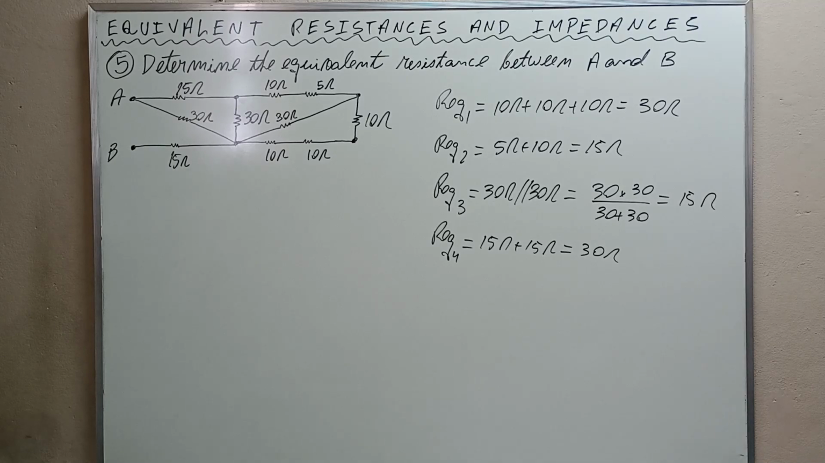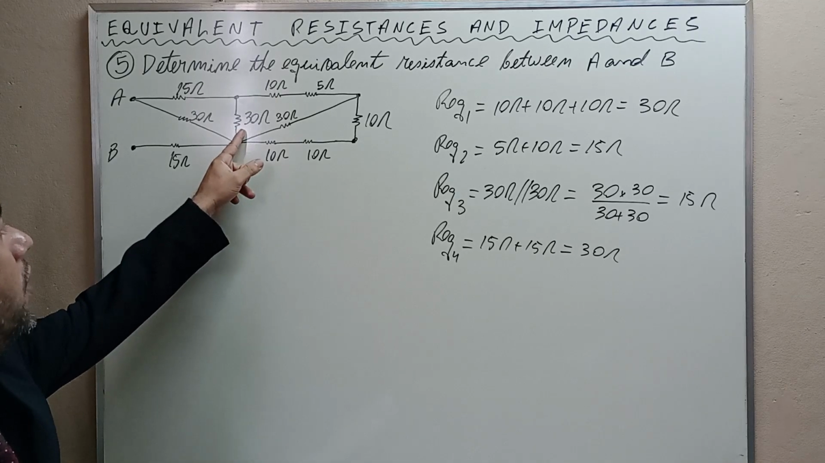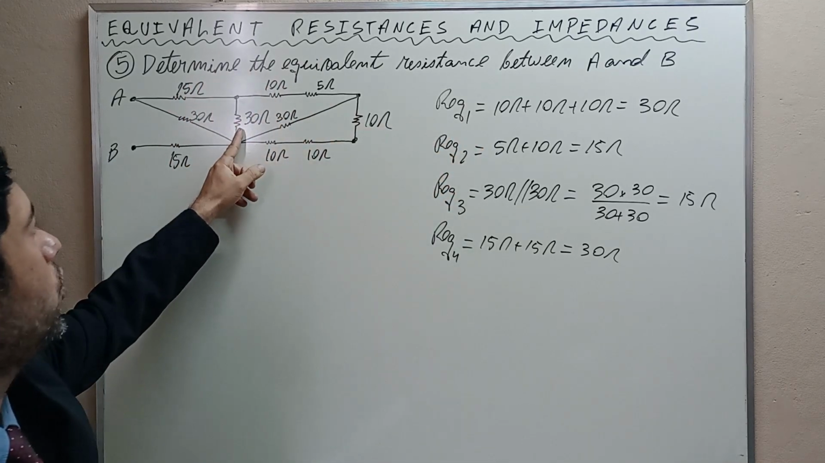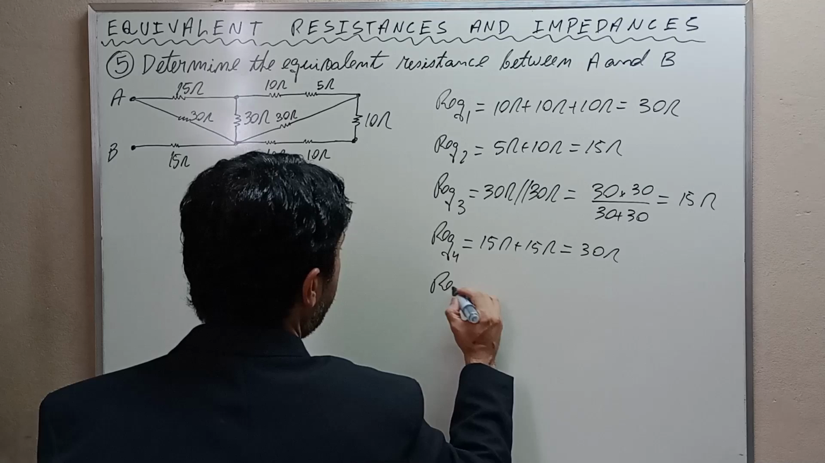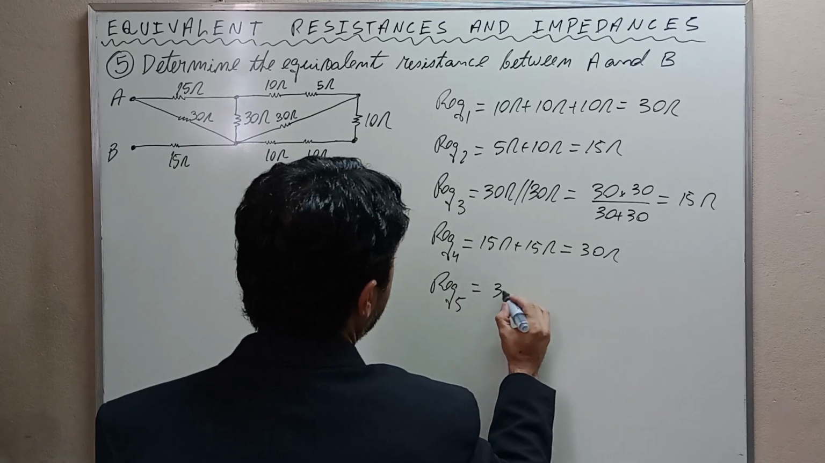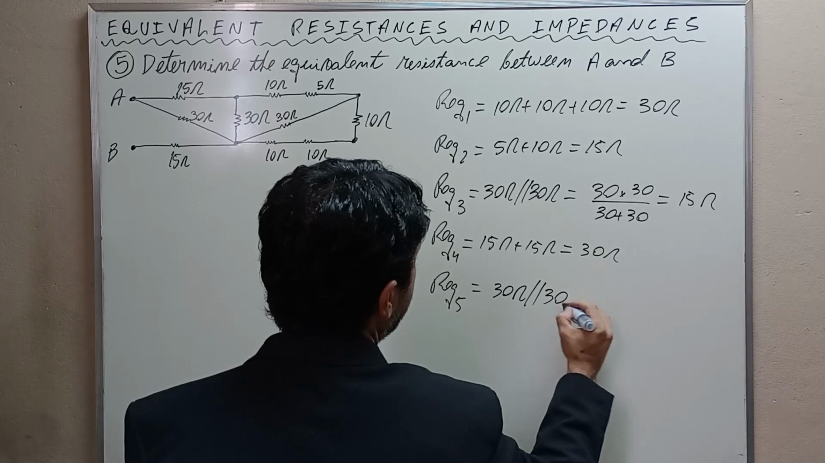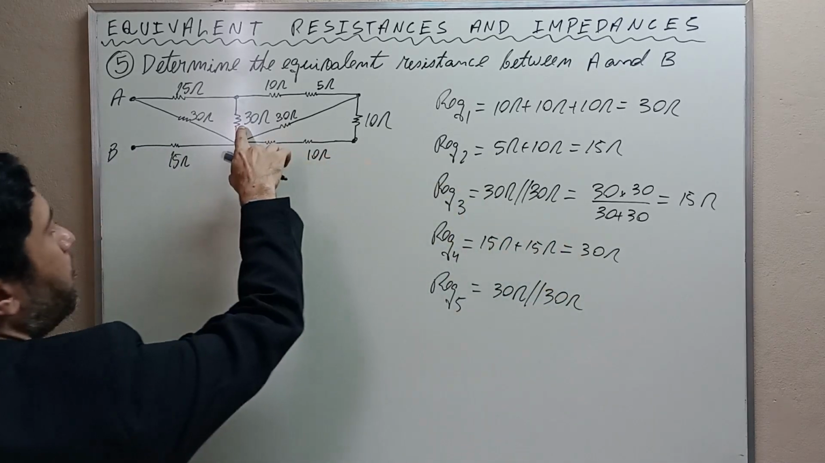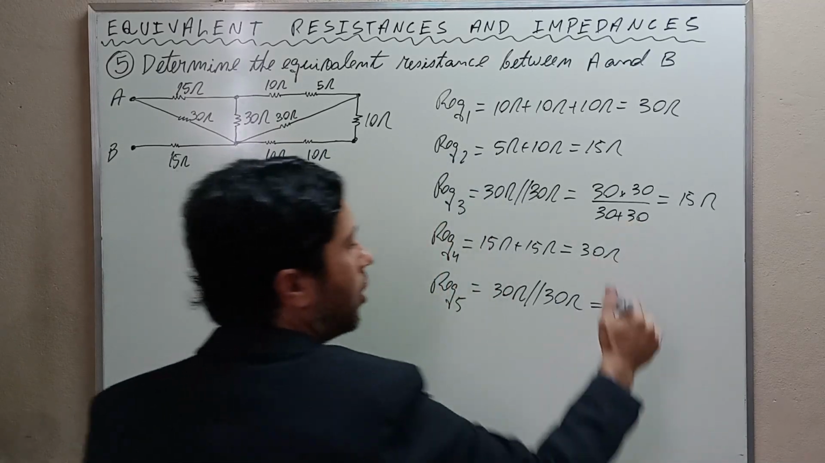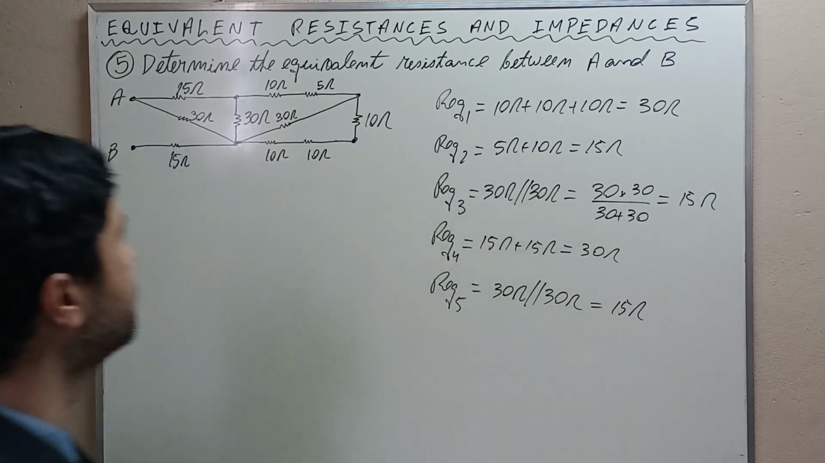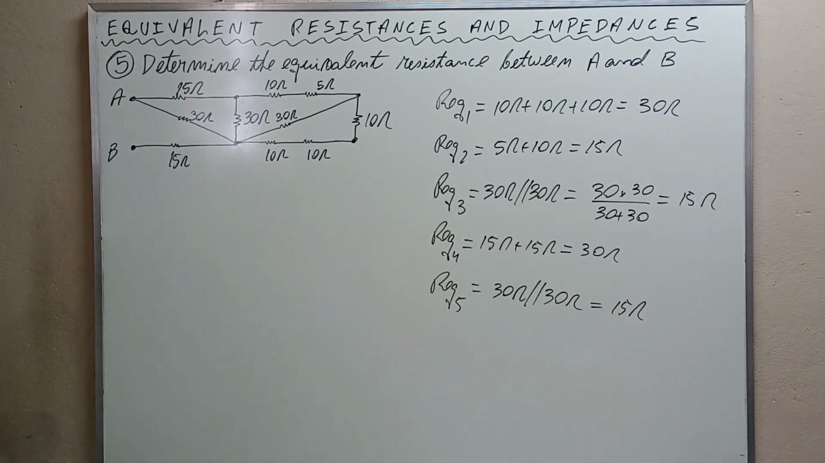And this 30 will be in parallel with this. It replaces all this and will be in parallel with this. Equivalent resistance number 5 will be 30 ohms in parallel with 30 ohms. This will be in parallel with this, and again, as we saw here, it is 15 ohms. We can remodel the circuit. It will be reduced to this.